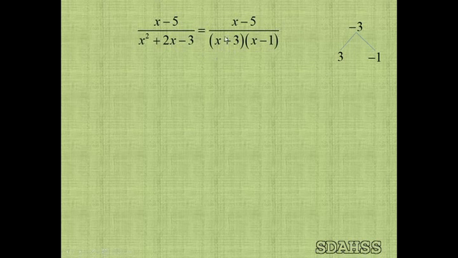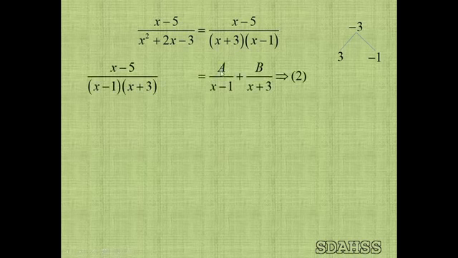So this can be written as, here two factors are there, so you have to use two alphabets, that is a by the first factor x minus 1 plus b by the second factor x plus 3. Then mark it as second equation.